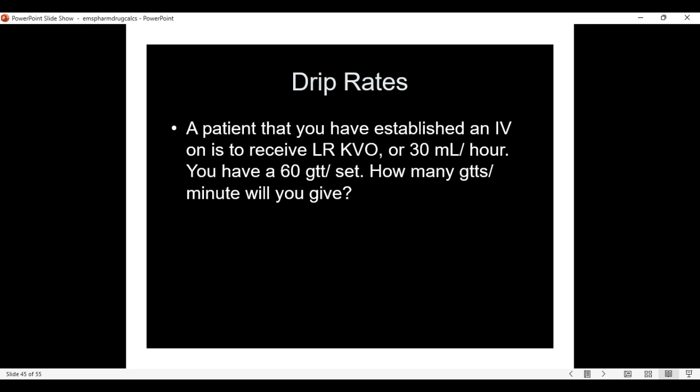A patient that you have established an IV on is receiving LR KVO at 30 an hour. You have 60 drop tubing this time. So how many drops a minute are you going to give? So again, we're going to use that formula. We're going to take our milliliters times our drop set. So that's going to be 30 times 60. And then we're going to divide it by our minutes, which would be 60.